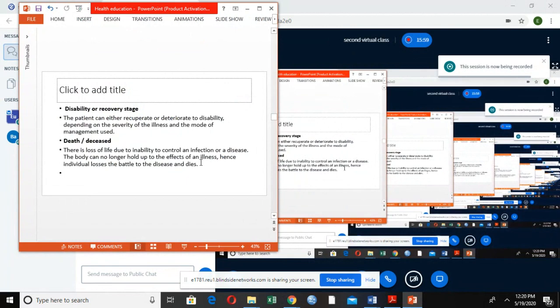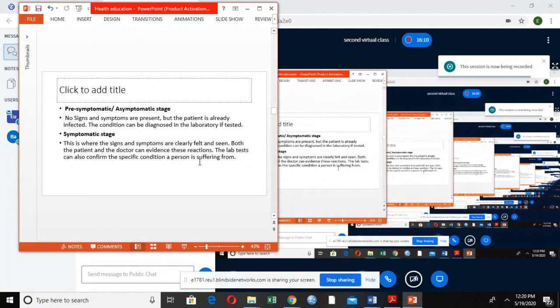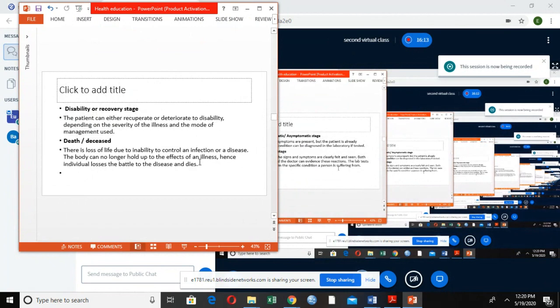The body can no longer hold up to the effects of the illness, and hence the individual loses the battle to the disease and dies. So those are the stages that a disease normally follows. You have the stage of well-being, susceptibility stage, asymptomatic stage, then you have symptomatic stage, disability stage, and lastly we have death.